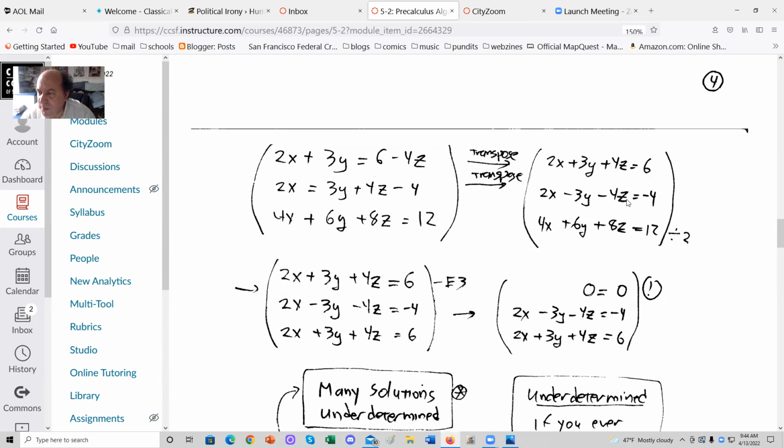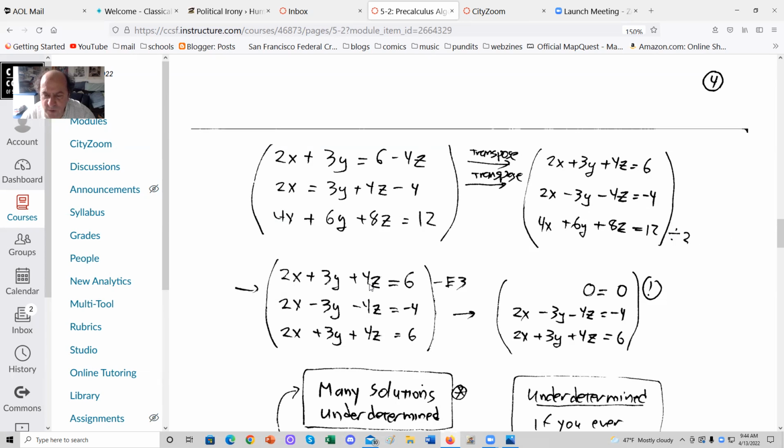2x minus 3y minus 4z equals -4. 4x plus 6y plus 8z equals 12. Okay, great. First, we rescale this third equation by dividing by 2: 2x plus 3y plus 4z equals 6.